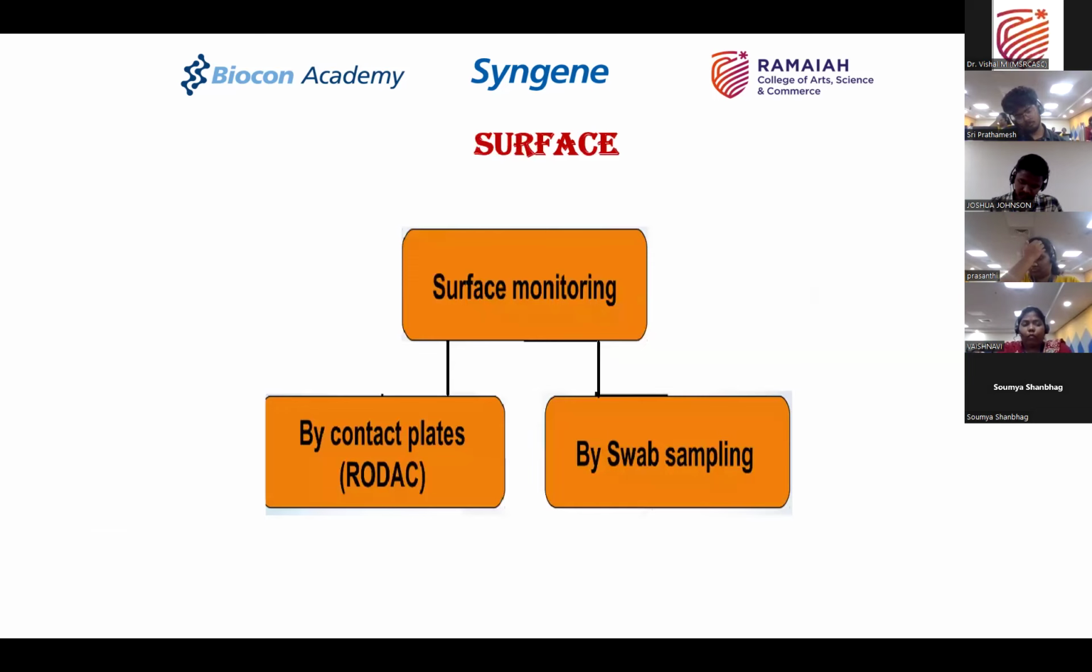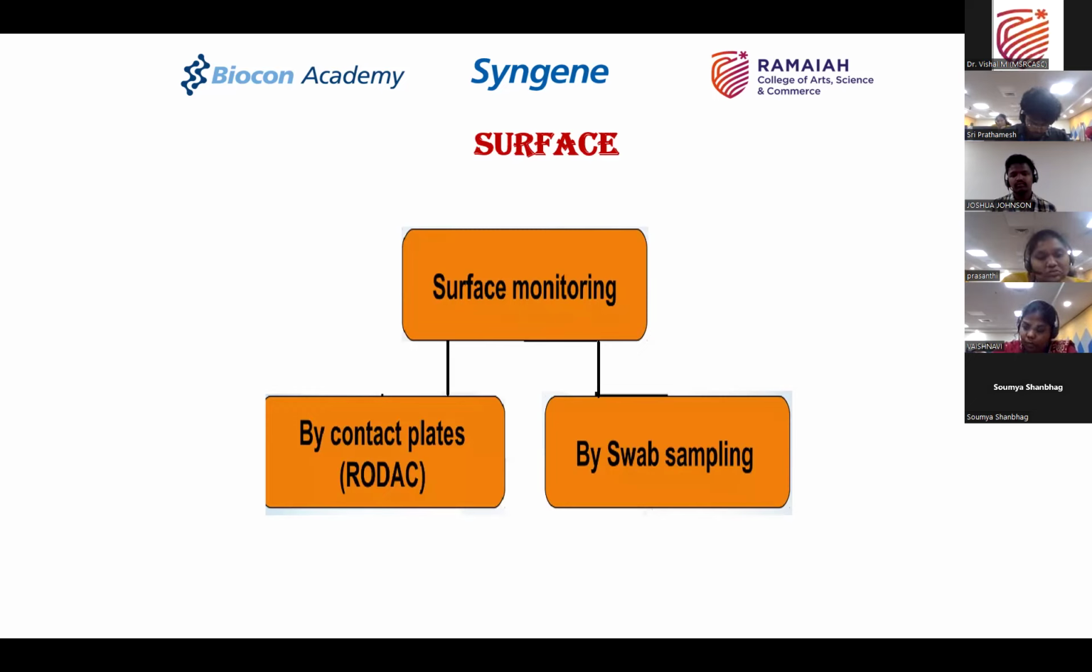Now, how are we going to monitor the surface of the manufacturing area or the laminar airflow? There are 2 ways to count or monitor the surface. One is by contact plate. The same Rodak plates will be used, and those plates will be kept in contact with the surface of whatever area you are monitoring. The plates will be in direct contact with the surfaces which you are going to monitor. That is one way.